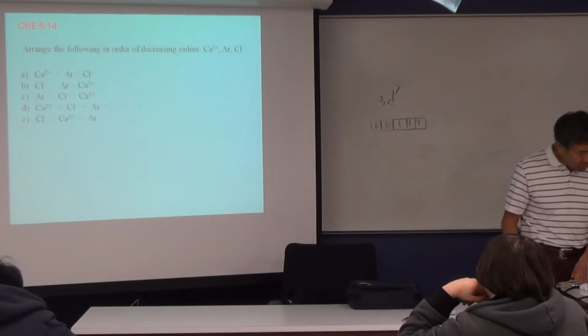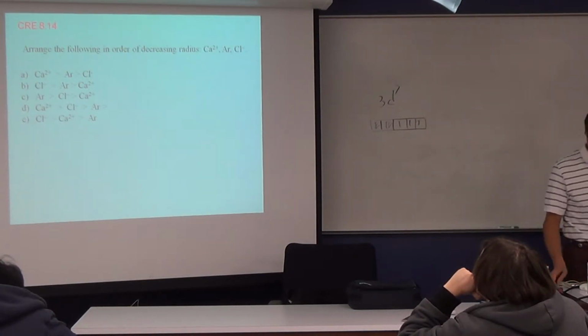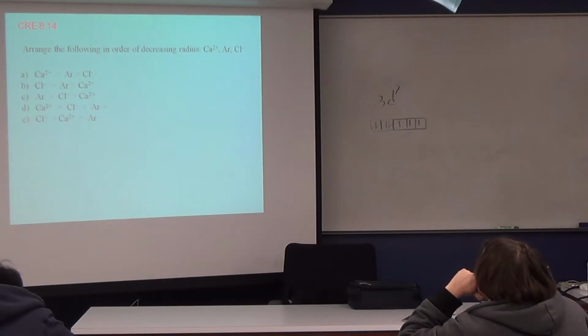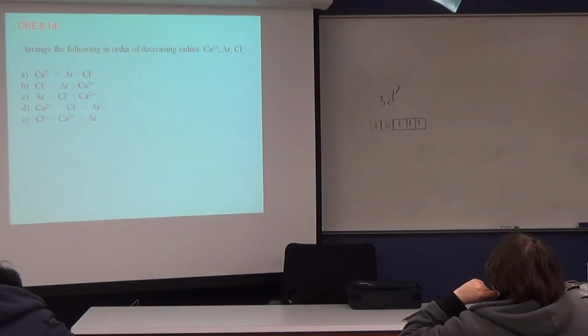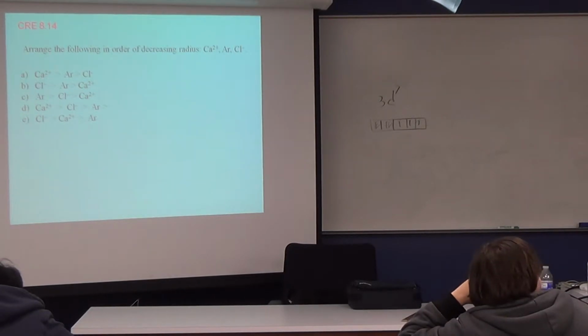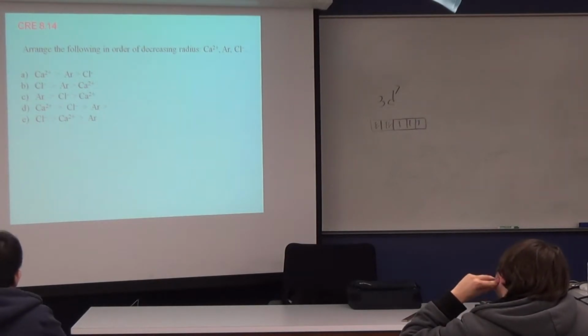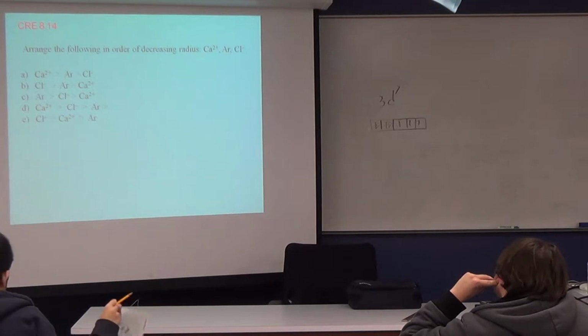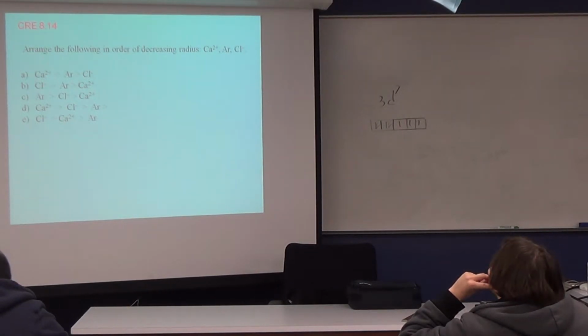Okay, so what do you do about this? Think about these three: Ca2 plus, an ion, and a Cl1 negative. Put them in the order of decreasing size. You want to find out the one that is the biggest. I hear B or C, and other choices.